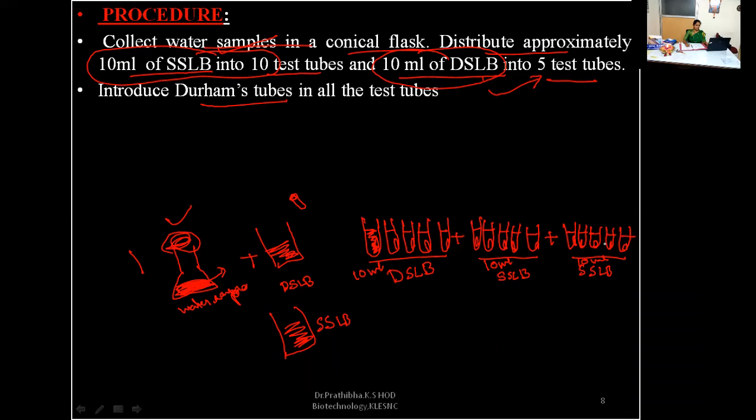Why do we need to put the Durham tube here? Because in the Durham tube, gas bubbles can be observed, whereas color change can be observed in the test tube. For the positive reaction, gas will be produced in the Durham tube if fermentation has occurred. So after this, we need to plug all the test tubes with cotton.